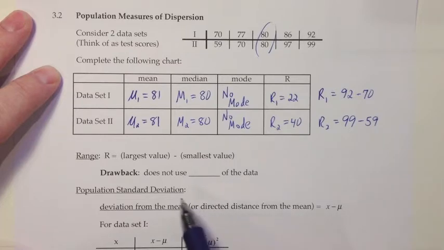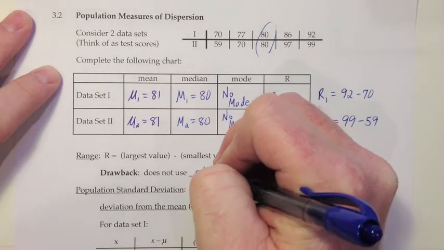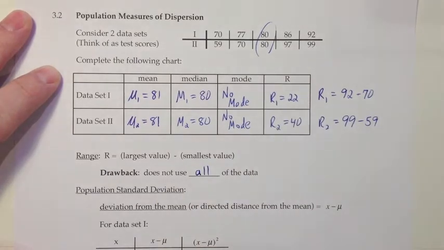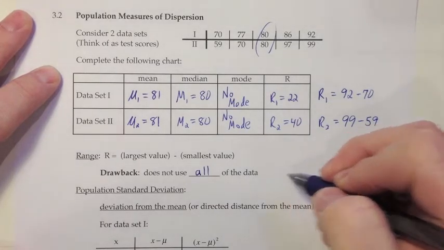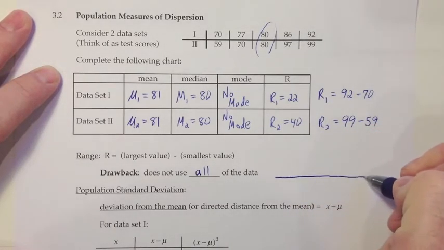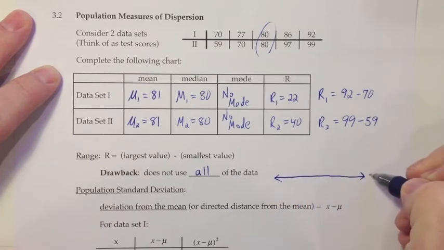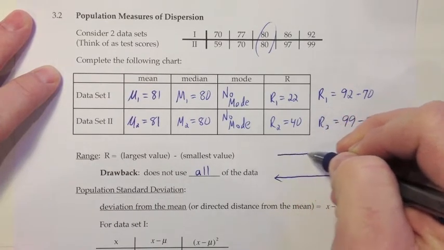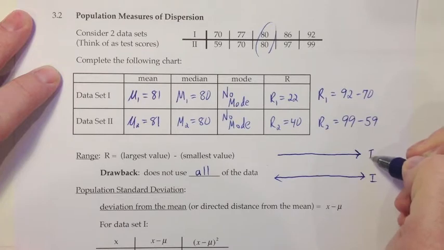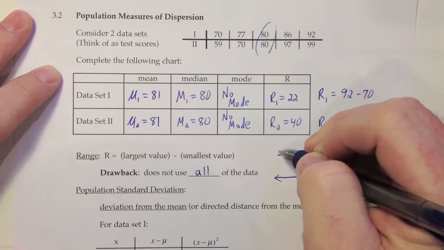The drawback is that it does not use all of the data, and if you're really trying to decide which data set is more spread out, just looking at 2 values might not be enough. Let me just show you a quick illustration of that. Suppose we had 2 data sets, data set 1 and data set 2. I'll do 1 up top and 2 on the bottom.